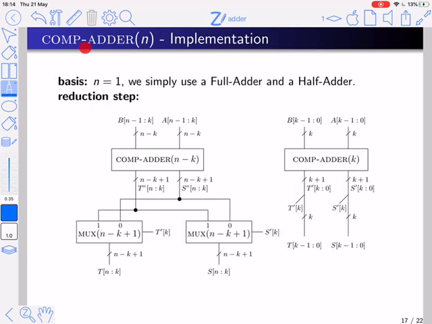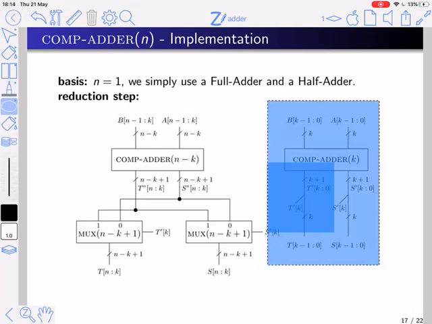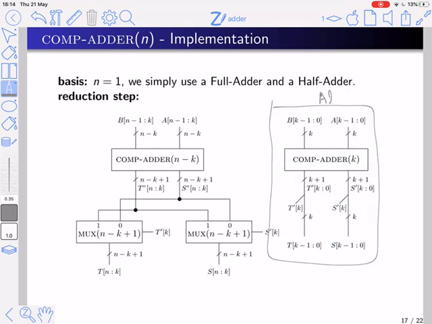So the design for a compound adder, the implementation for n equals 1, well, you use a full adder to compute the sum plus 1, and you use a half adder to simply compute the sum. And the reduction step is as follows. This is the part which is computed by both Alices. So this is Alice 0 and Alice 1.